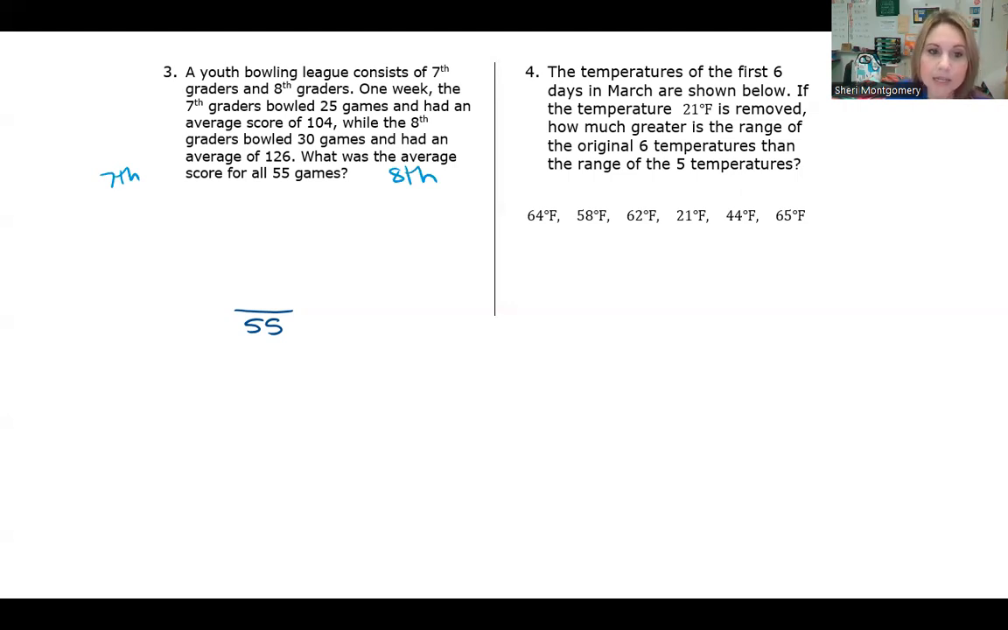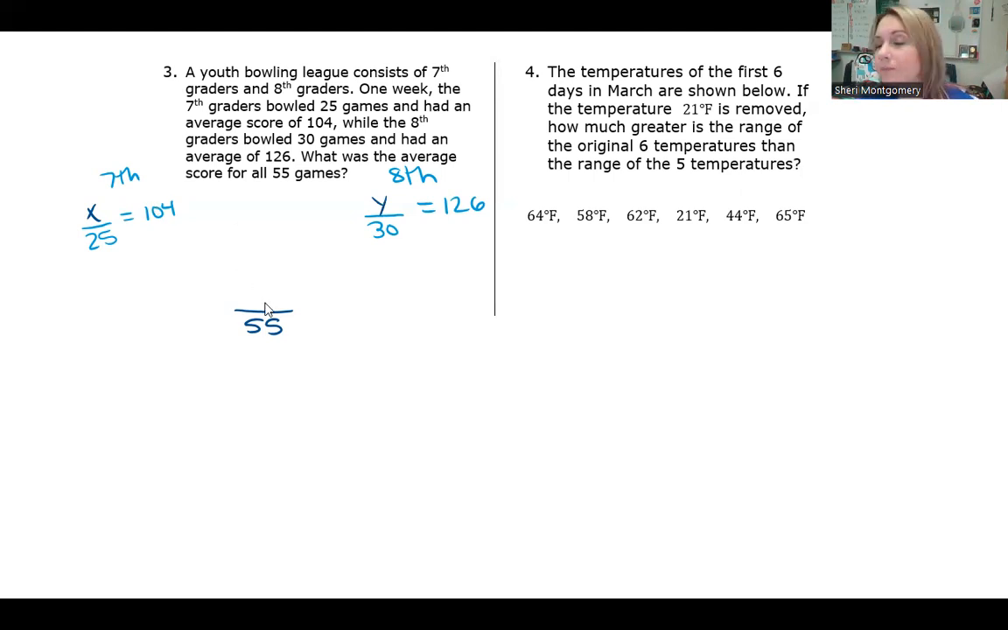To do that, I'm going to set up what each one of these averages looked like. It said that for the 7th graders, they bowled 25 games. And their average was 104. For the 8th graders, they bowled 30 games and their average was 126. What I need is both of these averages. So I'm going to call one x and one y. And then we need to take those and put them right here above the 55.